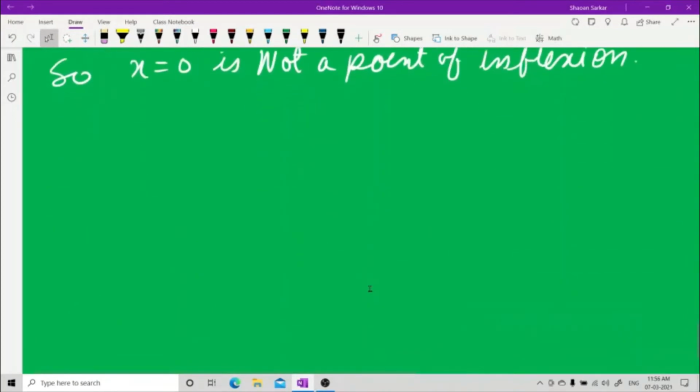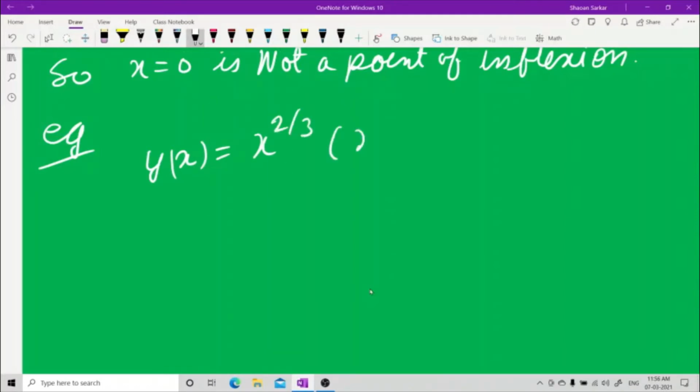Now let me take one more example. Y equal to x to the power of 2 by 3 into x minus 1 to the power of 1 by 3. It is a little big example, but doesn't matter. It will help you clear your doubts.